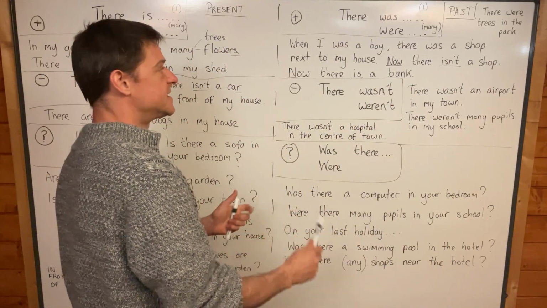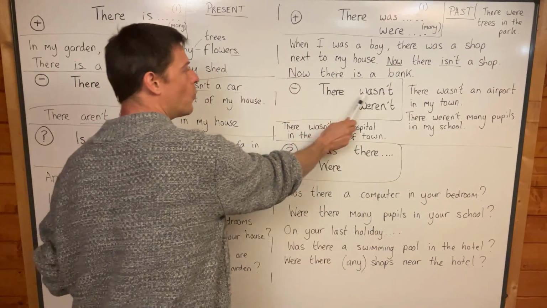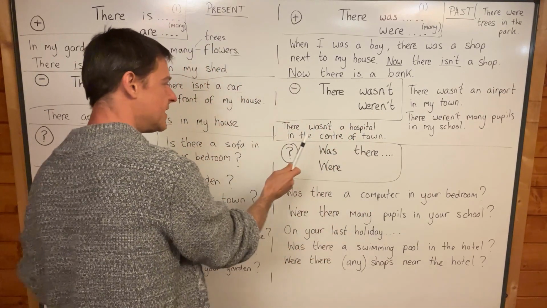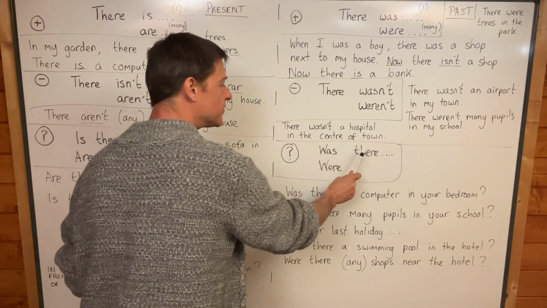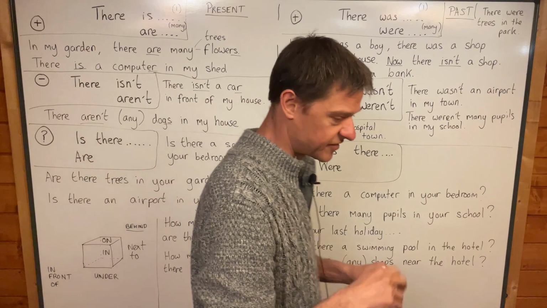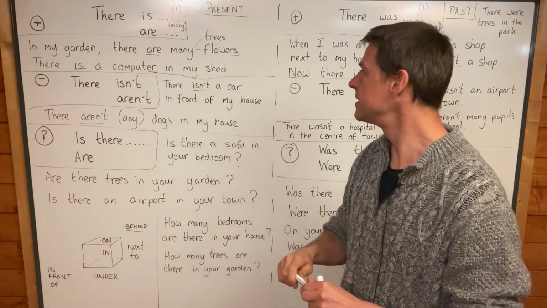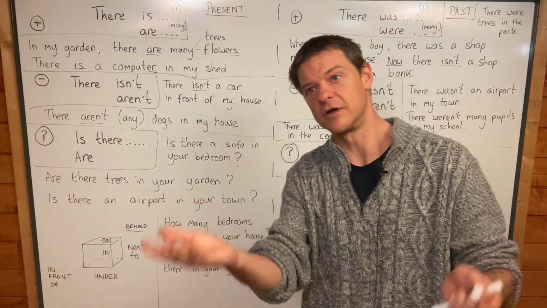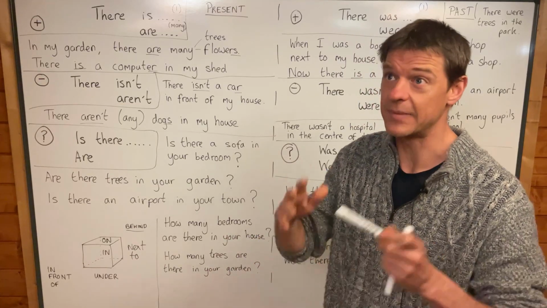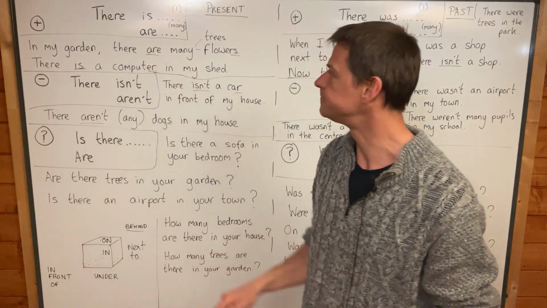Then we will study there was, there were, past tense. There wasn't, there weren't, negative, past tense. And questions: was there, were there, past. All of that is past. And we will describe our houses, our gardens, and our towns with there is, there are.